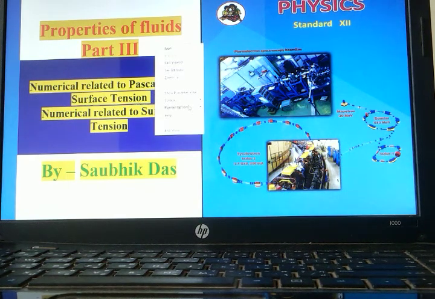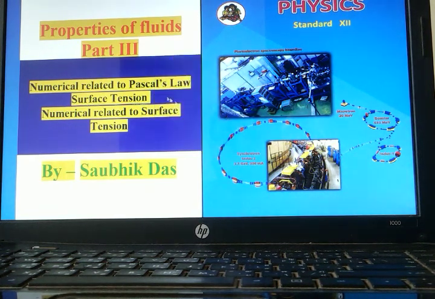In this lecture we will be discussing the numericals of Pascal's law, all the solved numericals which are there in your textbook. Later on we will be discussing surface tension. I will be giving you a brief introduction about what surface tension is and all the applications related to surface tension. Next we will be doing some solved numericals of surface tension as well. So let us proceed.